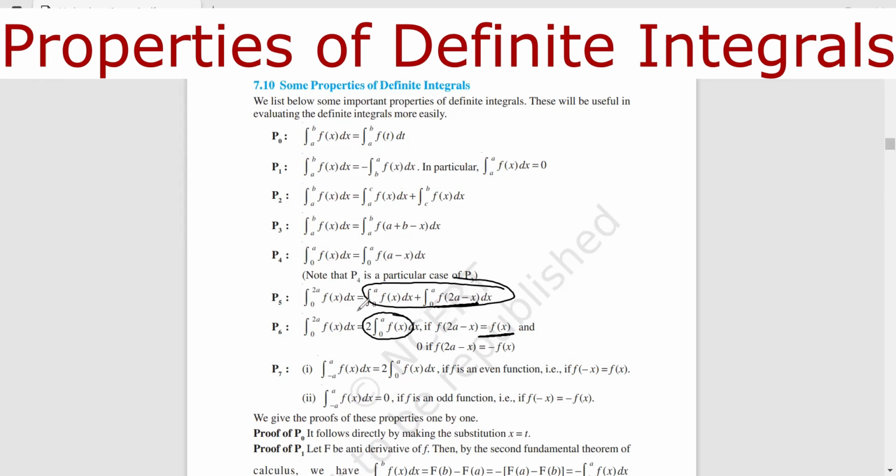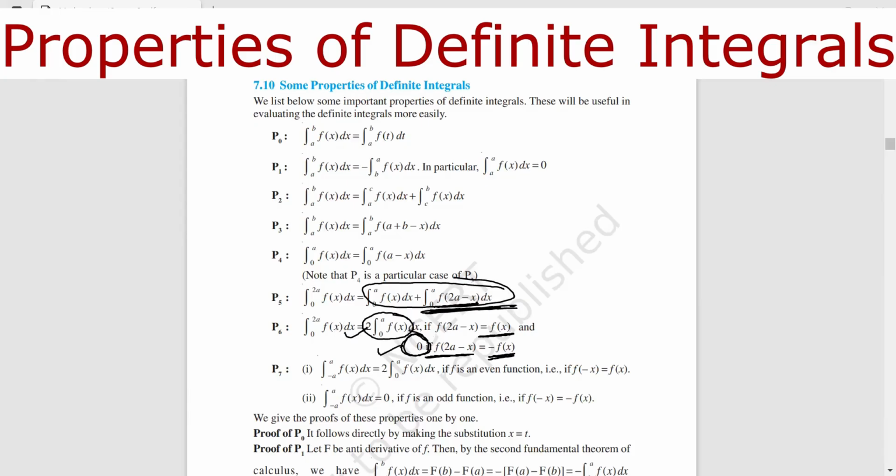Or in any case, if f(2a - x) equals minus of f(x), then your answer comes out to be 0, because it depends on this: if this is equal to f(x), it becomes twice, and if this is equal to minus of f(x), then the answer is 0.